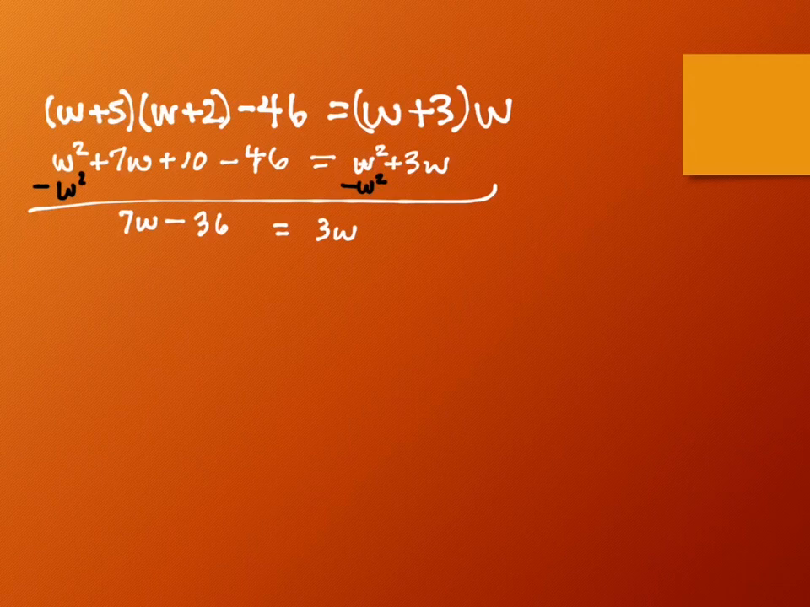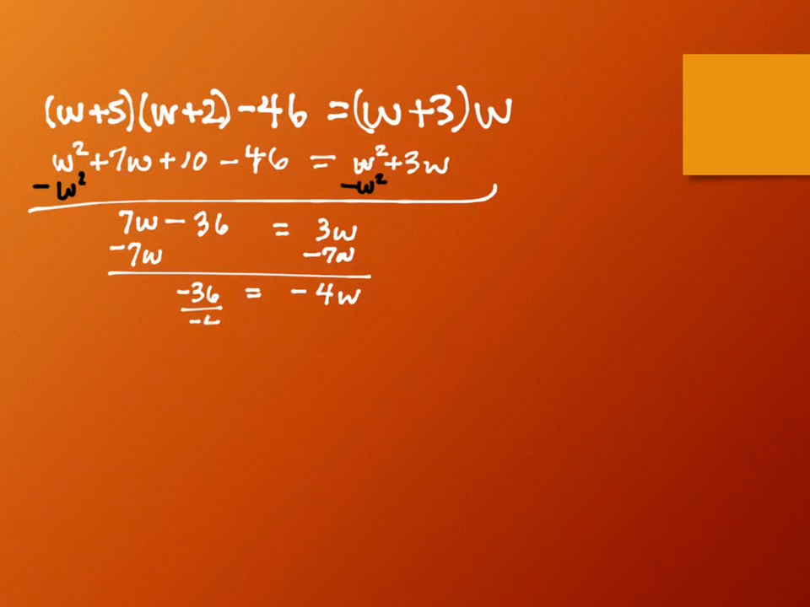All right, we're going to move the 7W? Sure. Minus 7W. So I have negative 36 on the left. What's on the right? Negative 4W. Don't forget the W. And then what? Divide by negative 4. So what's W? Yeah, it's positive 9. And it's a good thing to check and make sure it makes sense, because if you did get a negative, you've got a mistake somewhere, right?